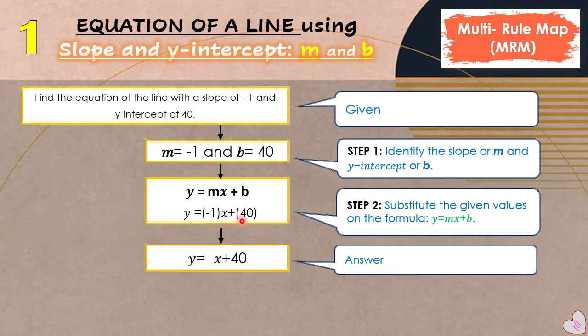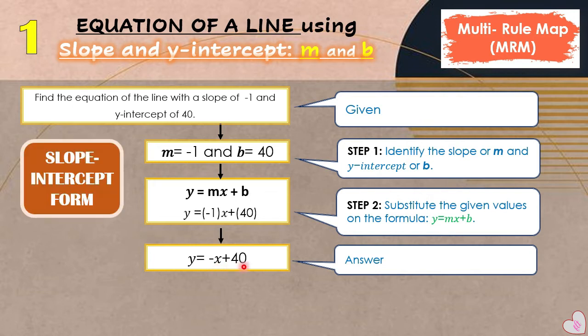For the answer, we will have y is equal to negative 1 times x, we will have negative x, again 1 is invisible, plus 40. So again, that is what we call the slope-intercept form. We have y is equal to mx plus b.